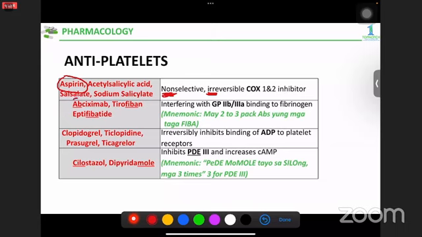Ito, abciximab, tirofiban, eptifibatide, diba? Na-emphasize na natin sa inyo, yung mnemonic na may 2-3 pack abs yung mga taga-FIBA. Okay, may 2-3 pack abs yung mga taga-FIBA. So 2-3 pack abs yung taga-FIBA.